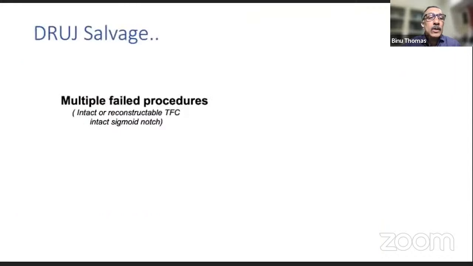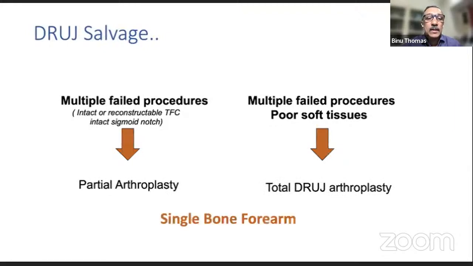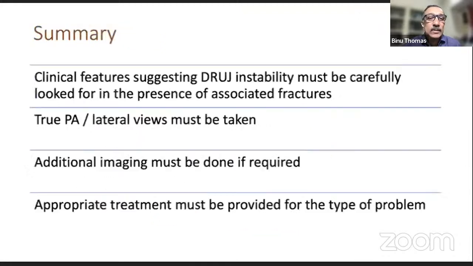And what happens when you have multiple failed procedures, a partial arthroplasty, multiple failed procedures, poor soft tissue? Then you do the total DRUJ Scheker arthroplasty, or a single-bone forearm if none of these works.